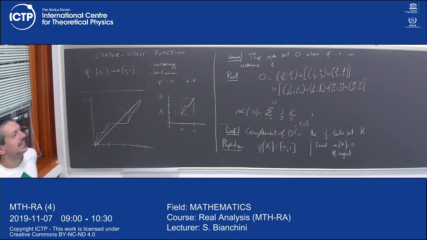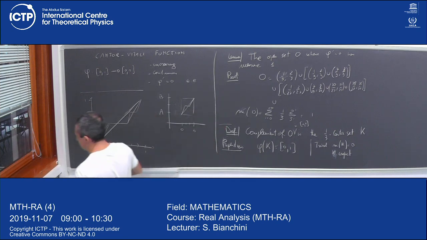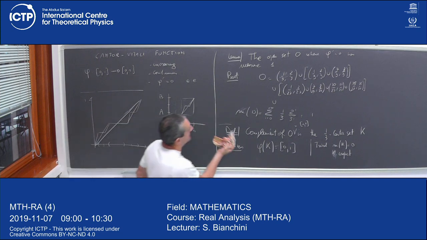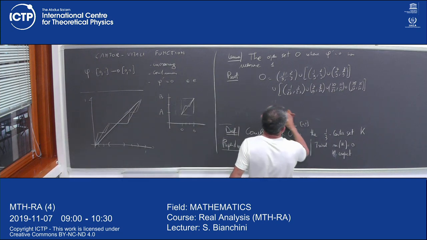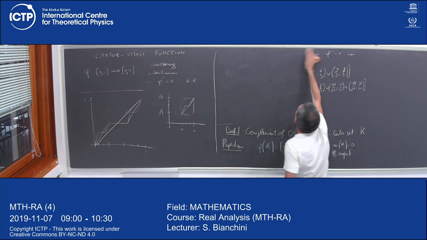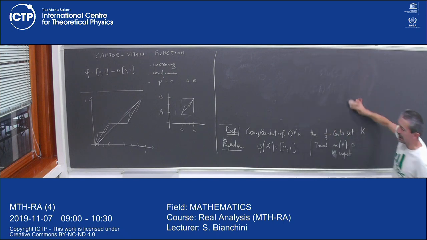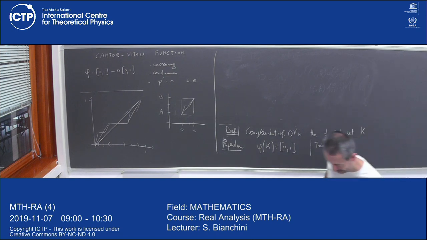So what is the image of O? So let's do the proof of this here. Unfortunately, I cancelled the lemma. The lemma is just that it has measure 1. Okay. Today you have the tutorial. I gave some exercises for you.